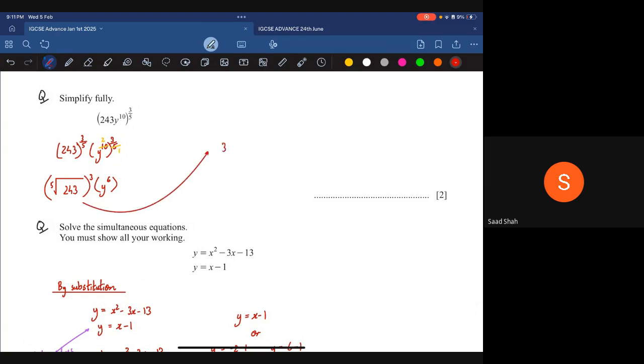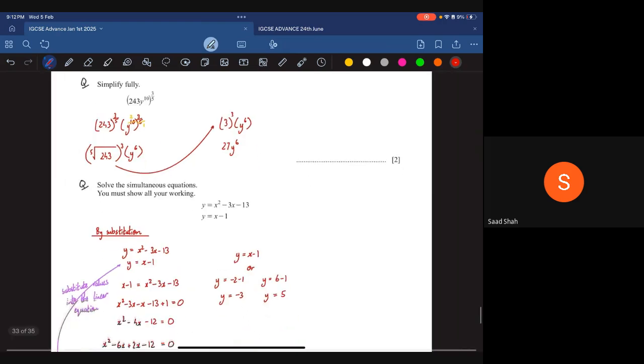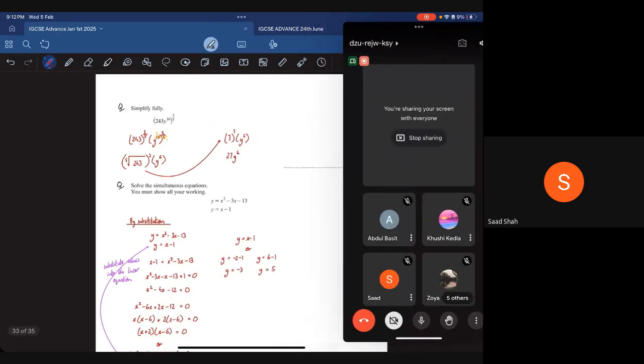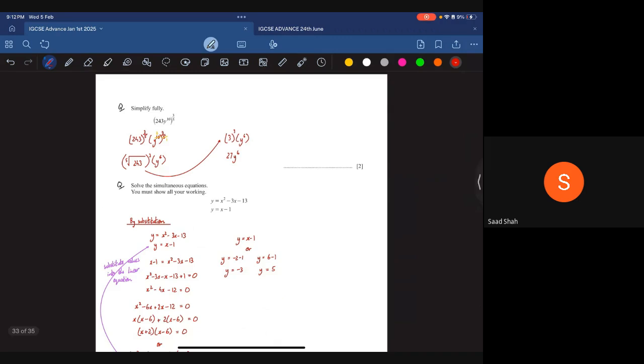So it's going to be 3 under fifth root of 243 is equal to 3 whole cubed and y raised to the power 6. 3 cubed is 27, so the answer is 27 y raised to the power 6. Is there anyone who did not understand this? Yes, guys. Anyone who still does not get this at all?